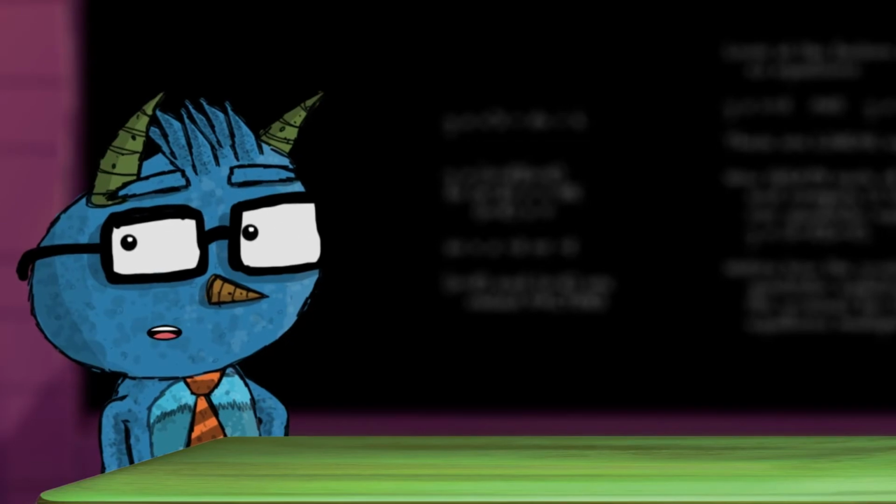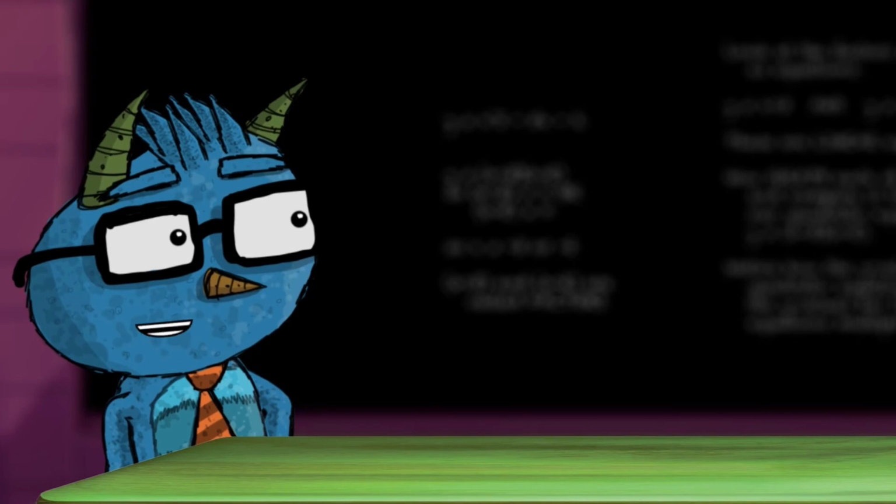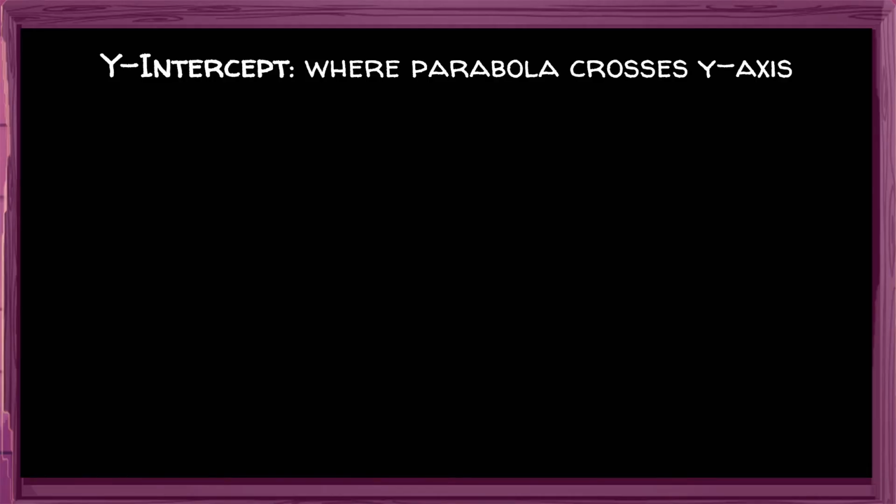That brings me to our third and final type of important point on a parabola, the y-intercept. You can probably guess what the y-intercept means. We just learned that x-intercepts are any point where a parabola touches the x-axis, so y-intercepts are any point where a parabola touches the y-axis. Let's go straight into an example. Bones, what's the y-intercept of this parabola?